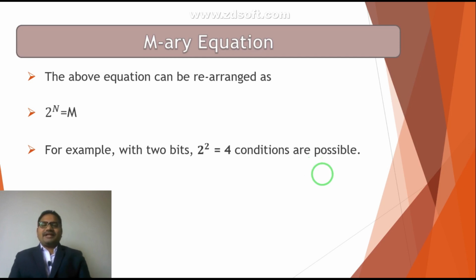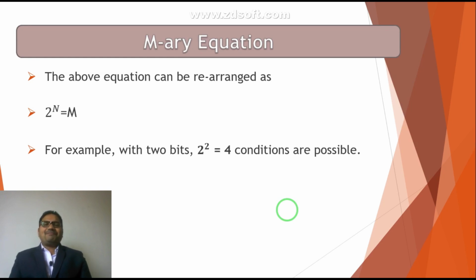Now suppose N is equal to 3 over here, then 2 raised to 3 is equal to 8. So 8 possible symbols are there. Since each symbol is represented by 3 bits, because N is equal to 3, it could be 000, 001, 010, 011 up to 111. So here a total of 8 possible symbols are there, and each symbol consists of 3 bits, that is N bits.